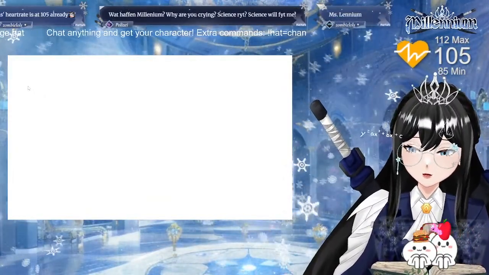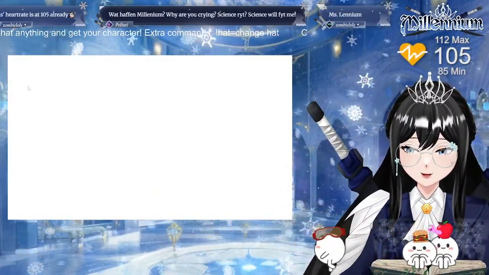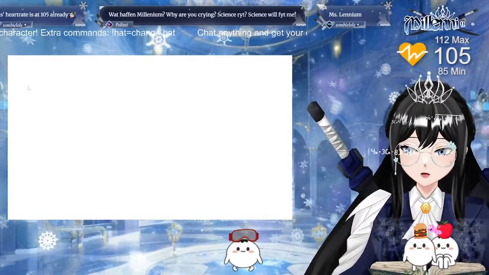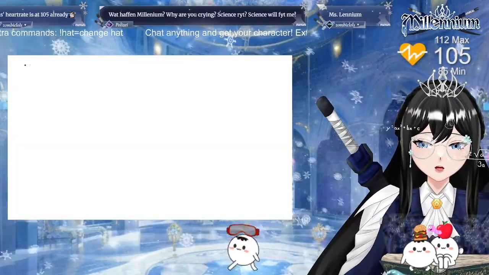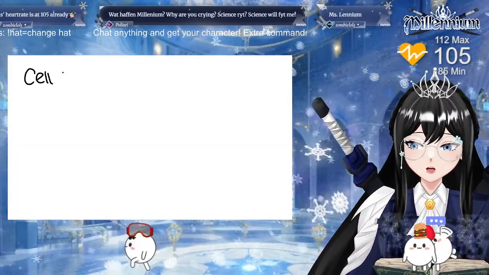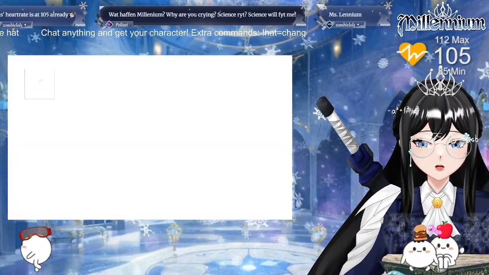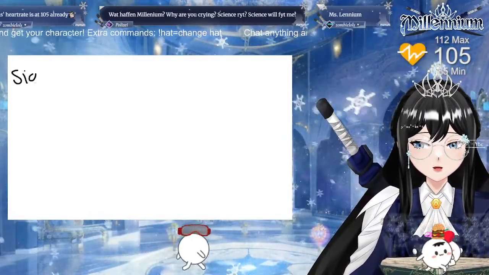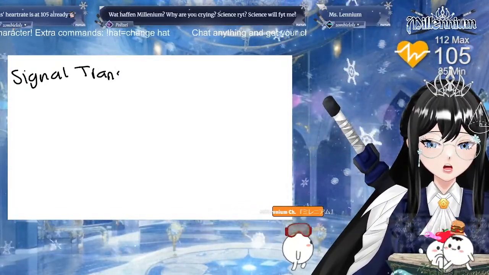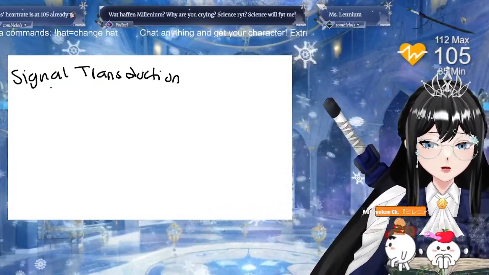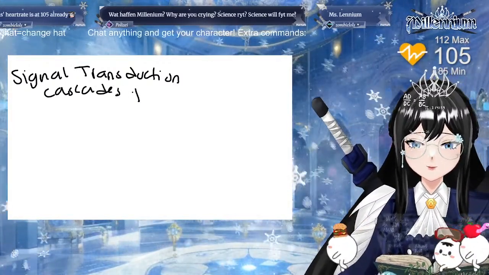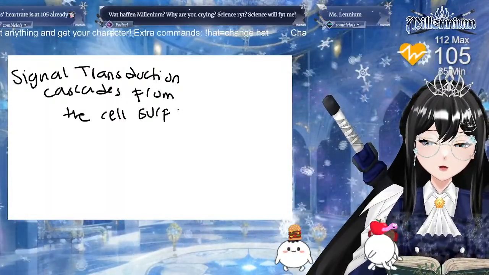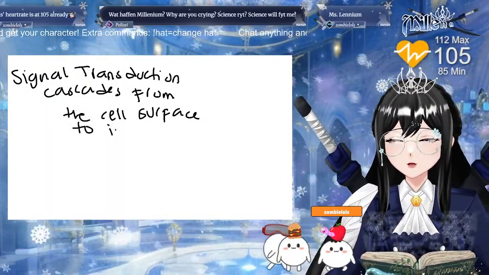Earlier, it was science as well, and we are now talking about the cell surface. Oh wait, it's signal transduction from the cell surface to the intracellular receptors. Let me just move the mic so it's a bit nearer. Okay, signal transduction cascades from the cell surface to intracellular receptors.